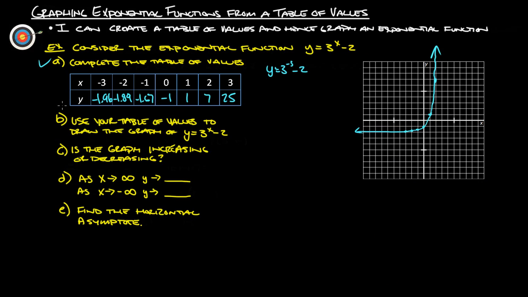Okay, so we've done A, we've done B. Is the graph increasing or decreasing? When they're asking increasing and decreasing, it's always as you go left to right. It's just like reading a book. So if you start on the left, as you're moving right, what's happening to it? It's increasing. So left to right, it is increasing.